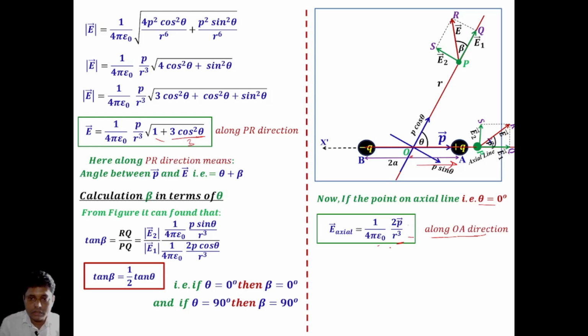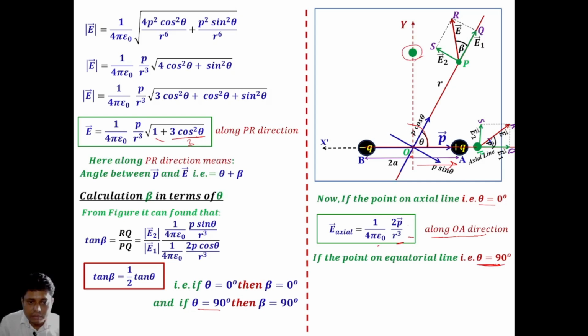Now we are going to consider another case, that is where theta will be 90 degree. Theta will be 90 degree means like this. That means we are considering the point on the equatorial line. If it is so, what we found here is, if theta is 90 degree, beta also will be 90 degree. That means this beta will be 90 degree. 90 degree means like this. That means E, the resultant vector, will be along this direction, right?